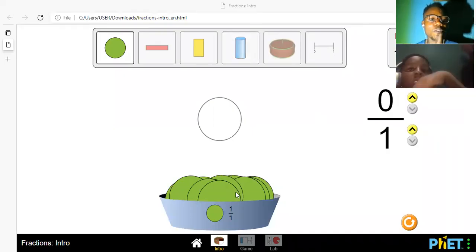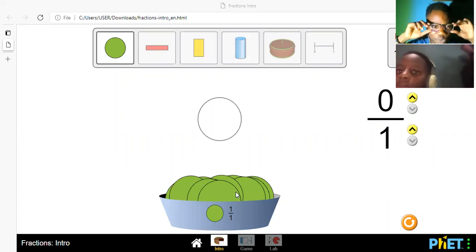Now, fraction, if you want to do fraction, I want to go and get a game for you so that you will understand fraction better. Okay? Now, if you want to do fraction, fraction always has a number here and a number here. Okay? There's always a number up and a number down.